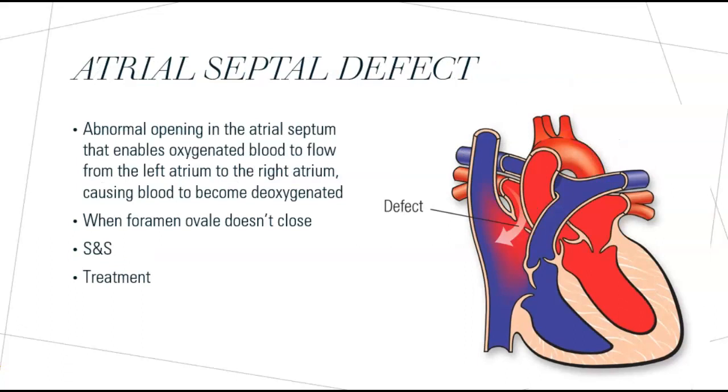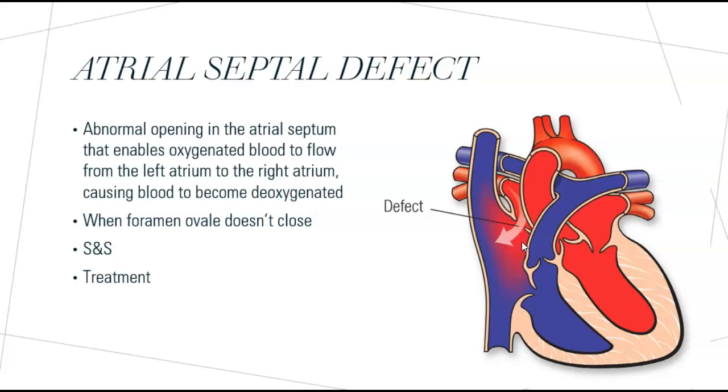Next is the atrial septal defect. So this is an abnormal opening in the atrial septum that enables oxygenated blood to flow from the higher pressure left atrium to the lower pressure right atrium, causing blood to become deoxygenated. So the atrial septal defect is when the foramen ovale doesn't close. So remember that foramen ovale connects the right atrium to the left atrium. So after birth, that should close. So if you have an atrial septal defect, it is because the foramen ovale did not close after birth.